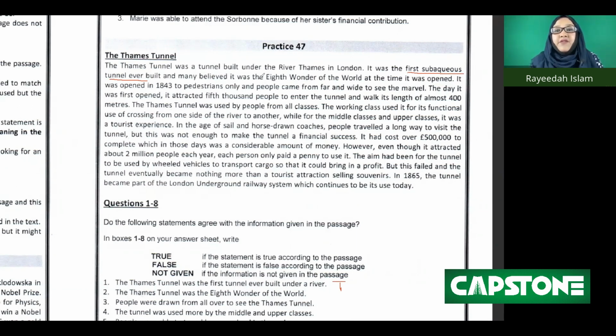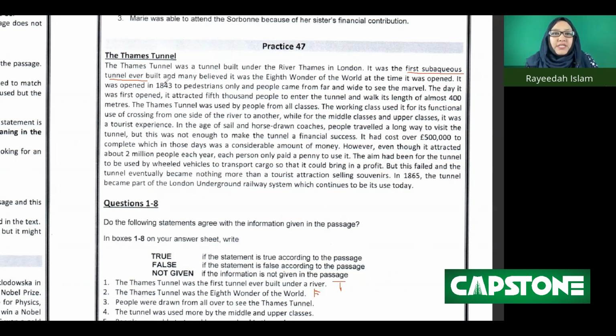Now let's see. And many believed it was the eighth wonder of the world. Many believed it was the eighth wonder of the world. It doesn't necessarily mean that it was the eighth wonder of the world. It actually being the eighth wonder of the world, এবং এটা অনেকে বিশ্বাস করা যে এটা eighth wonder of the world এর মধ্যে অনেক ডিফারেন্স আছে. Okay, so I can say যে it's false. Okay, it's false because it wasn't actually the eighth wonder of the world. It was just believed by many people that it was. Okay, then let's see.